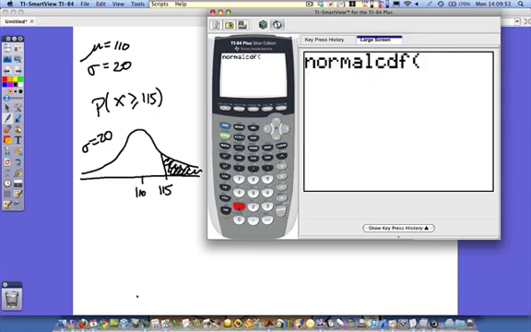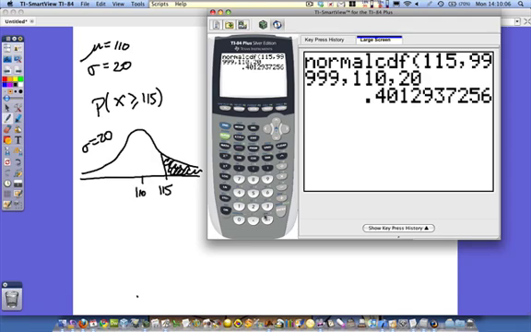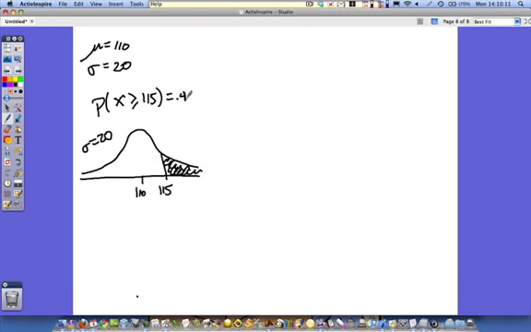Okay, my low bound is easy, it's 115. My high bound is just going to be a big number. Good enough. 110 and 20. And there's my probability, 0.4013 equals 0.4013. And that's how you do CDF functions on the calculator.